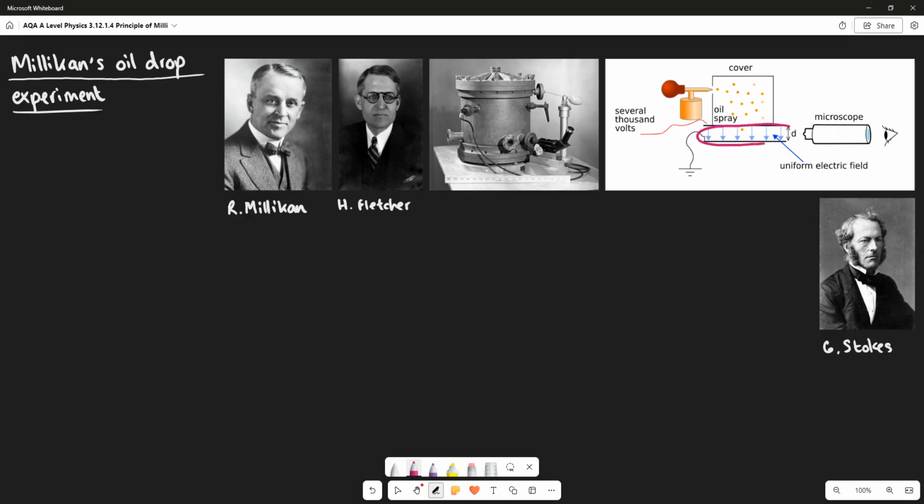At the bottom of the container is a space where there is an electric field, and any oil droplets that make their way through this gap will be exposed to the electric field. On this photograph, the gap would be roughly here, and here would be the space with the electric field, and you can see that here is a microscope looking into that space.